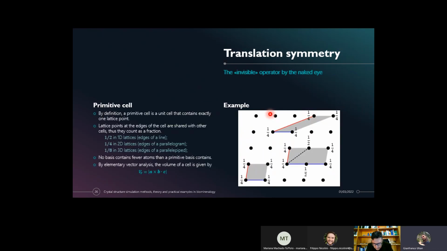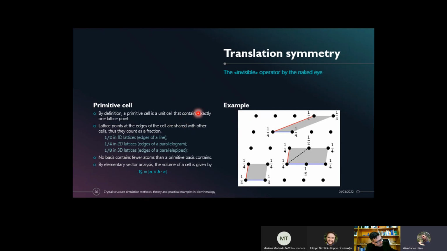Then, okay, we have these three vectors A, B, and C that describe the unit cell, the so-called unit cell, the basic unit that is repeated in three-dimensional space. This is the unit cell. The primitive cell, by definition, is that unit cell that contains exactly one lattice point. Okay, one dot. Lattice points at the edges of the cell are shared with each other cell, so they count as a fraction.